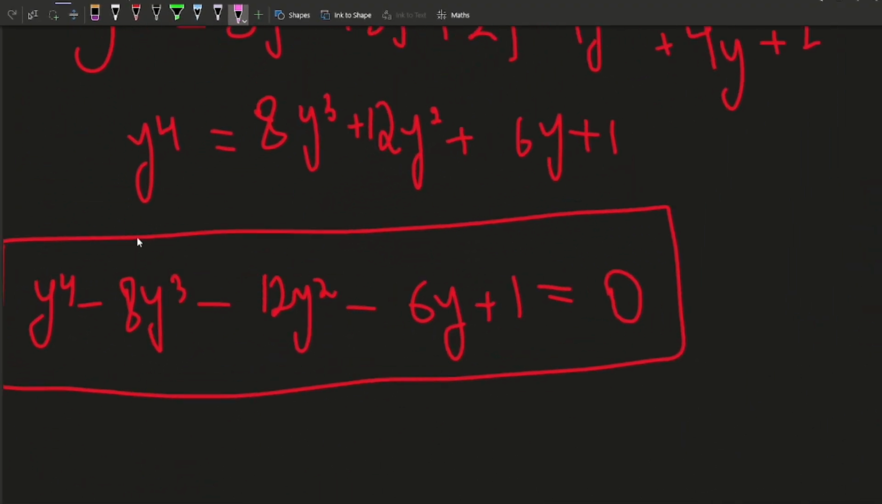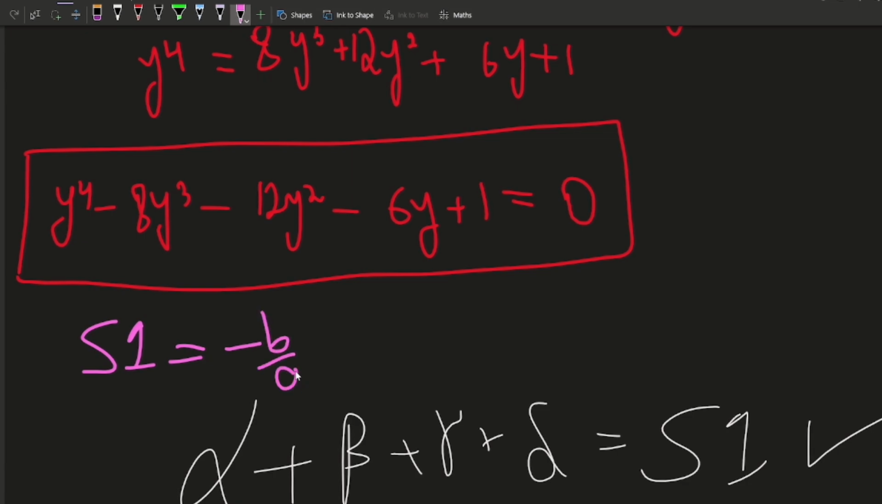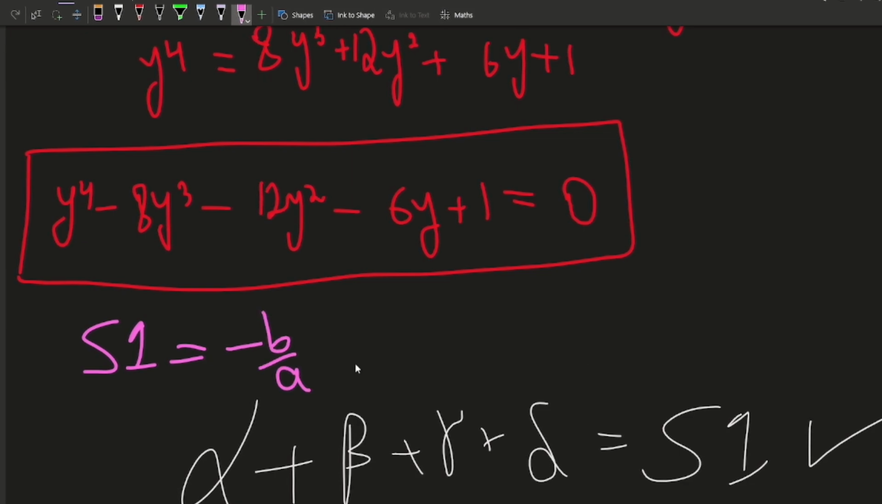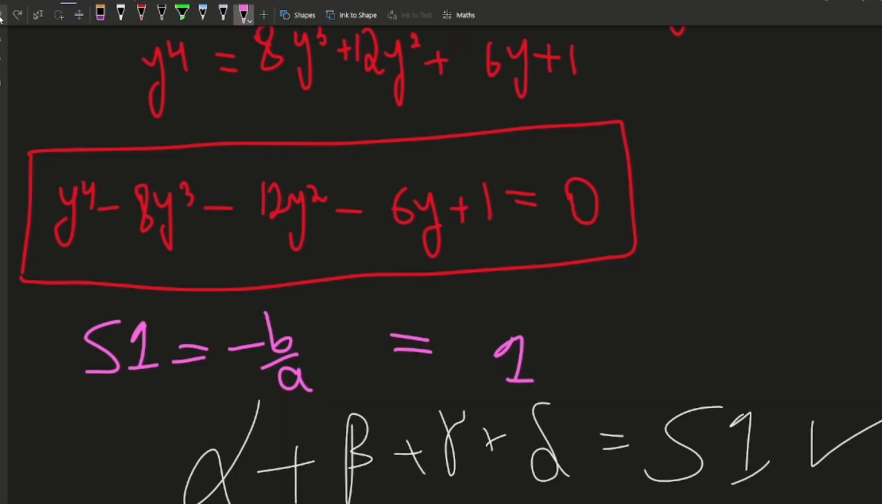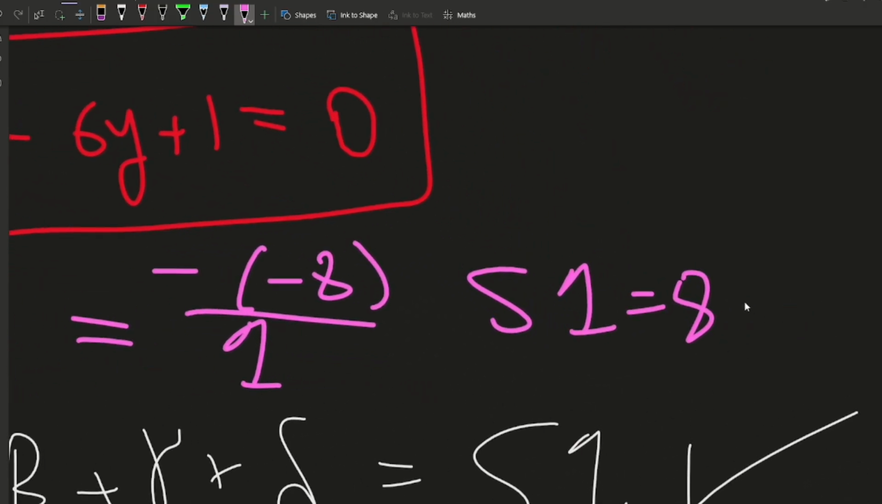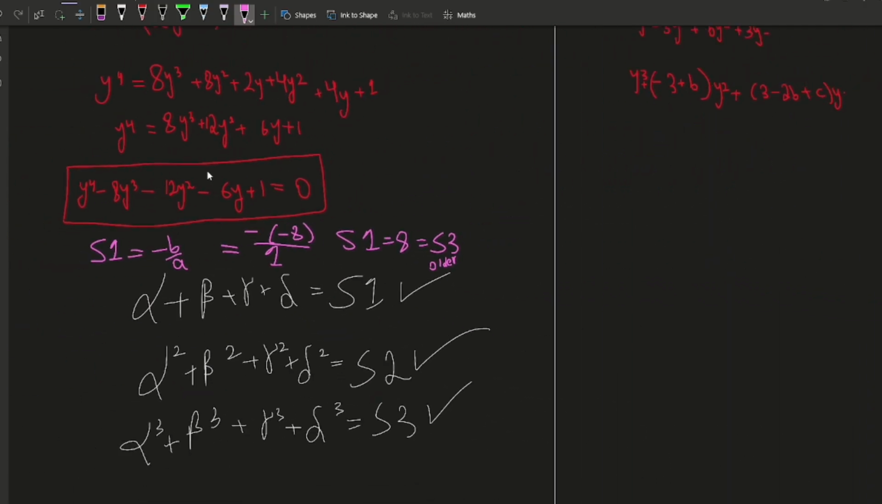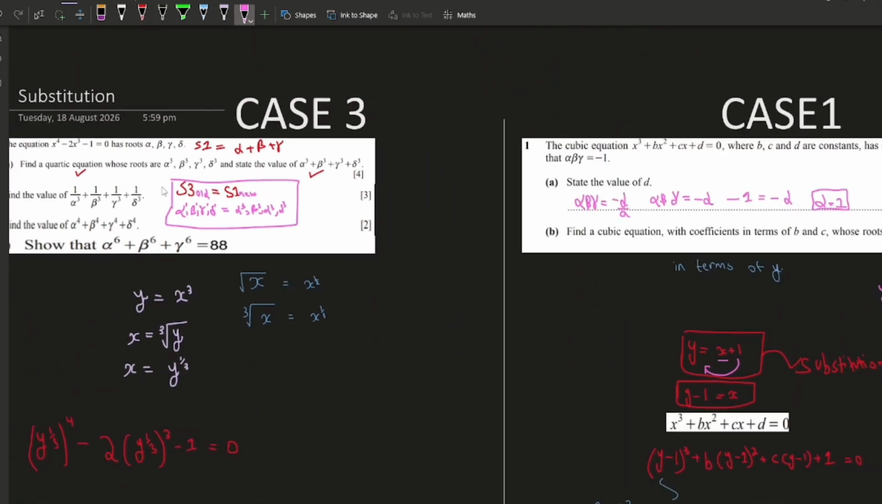S1 is equal to minus b over a always. The value of a is 1, since there is no coefficient next to y to the power 4. So 1 divided by minus, and b is minus 8, so the value of S1 is 8. Now this S1, 8, is equal to S3 of our original equation. That's what I had to explain. Now we have completed the first part.